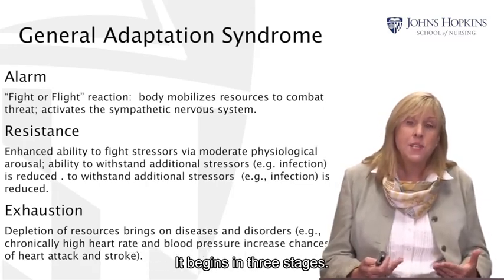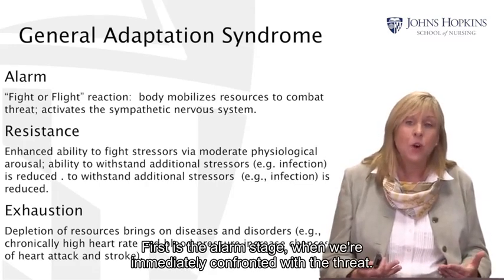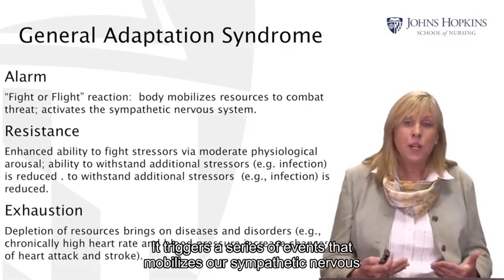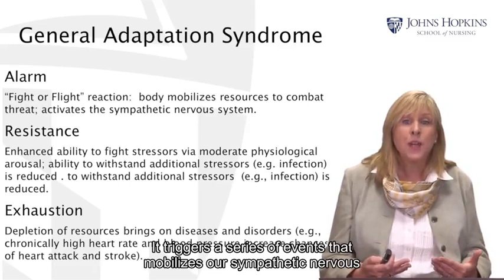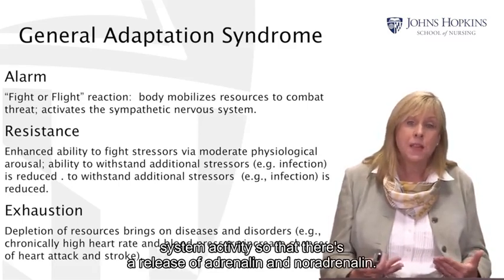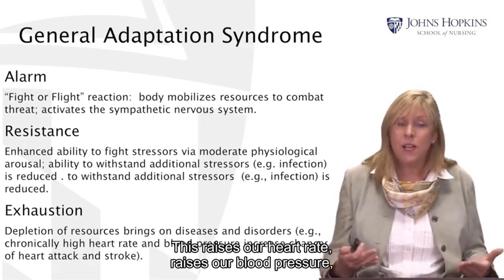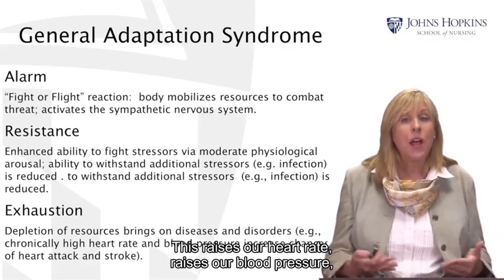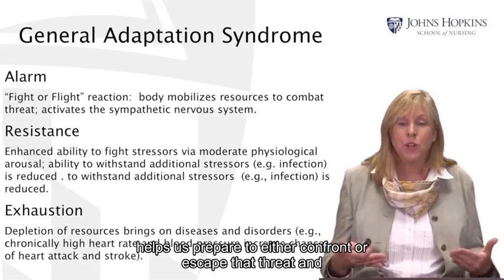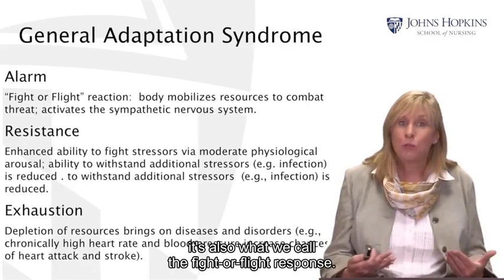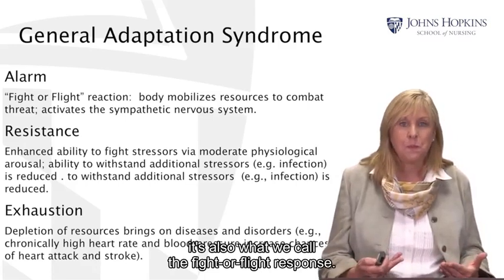It begins in 3 stages. First is the alarm stage. When we're immediately confronted with a threat, it triggers a series of events that mobilizes our sympathetic nervous system activity so that there's a release of adrenaline and noradrenaline. This raises our heart rate, raises our blood pressure, helps us prepare to either confront or escape that threat, and it's also what we call the fight or flight response.